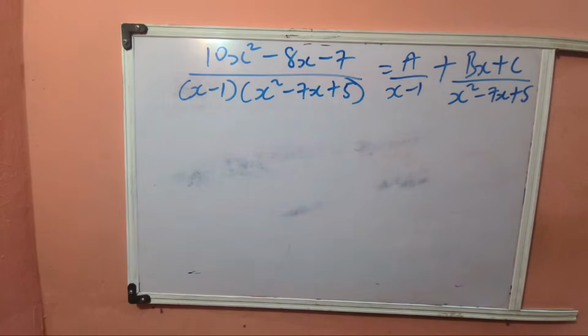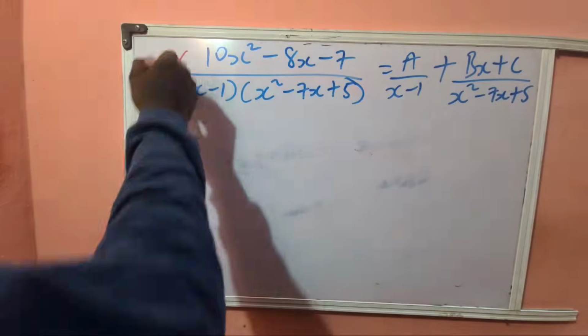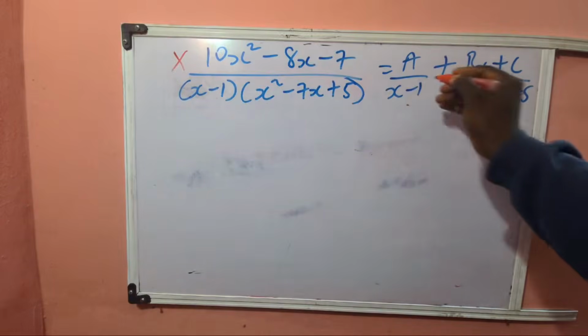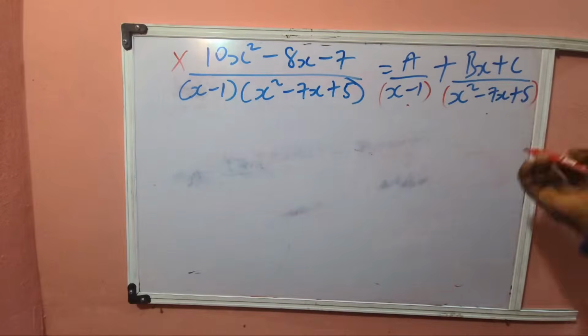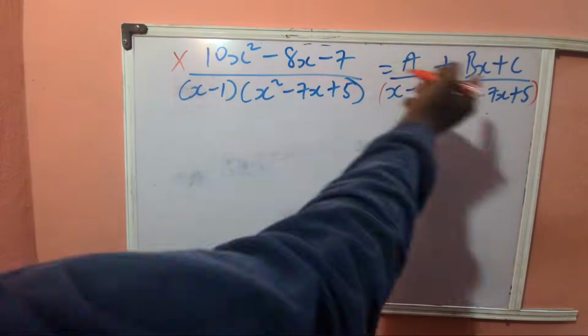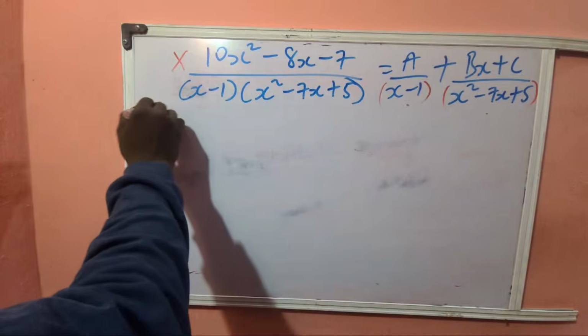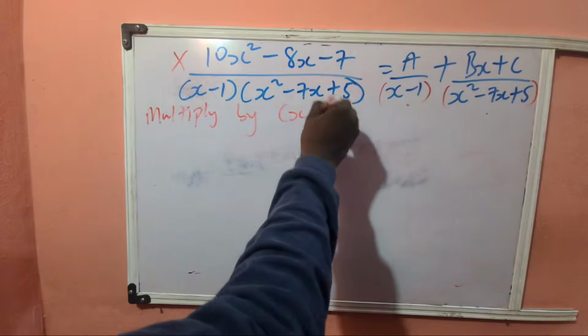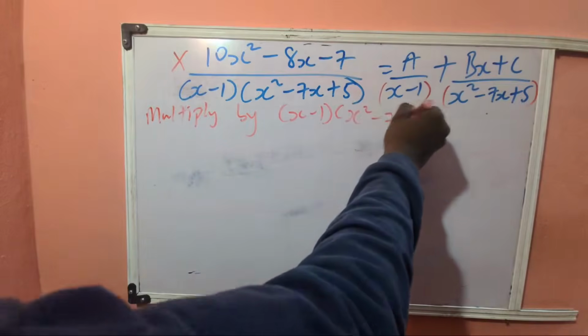So what do we do to eliminate these denominators? To eliminate them completely, we will be multiplying by the LCM of both of them. The LCM of these two is actually the multiplication of the two of them. You don't need to sweat over that also. When you multiply these two together, you get the LCM. So we're going to be multiplying this whole equation by x minus 1, then x squared minus 7x plus 5.